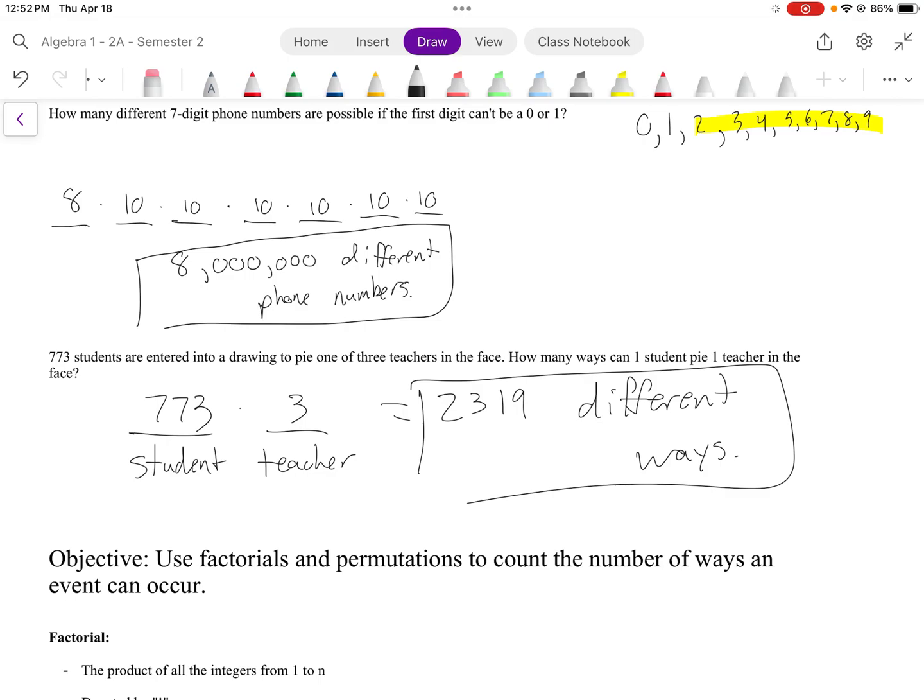Okay, so that's a very quick video on the fundamental counting principle. Next up, on the next video, we'll be talking about permutations.